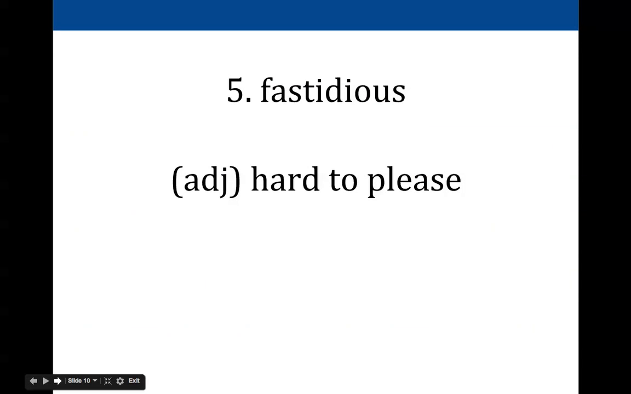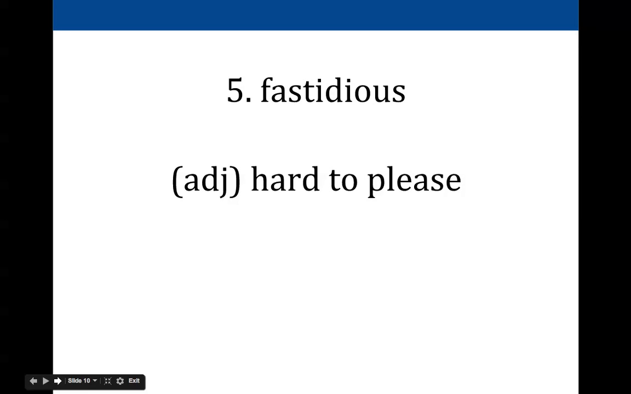The next word is fastidious. Someone who is described as fastidious is very hard to please. This is a describing word, and a fastidious person probably has very high expectations for themselves, and that's why they can be very hard for other people to please, because sometimes they expect perfection.